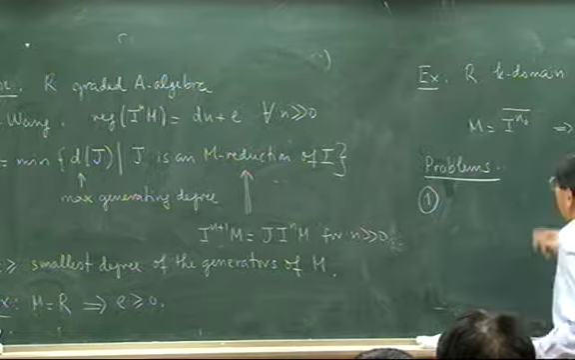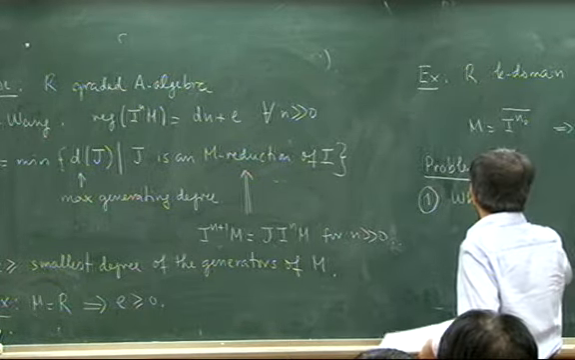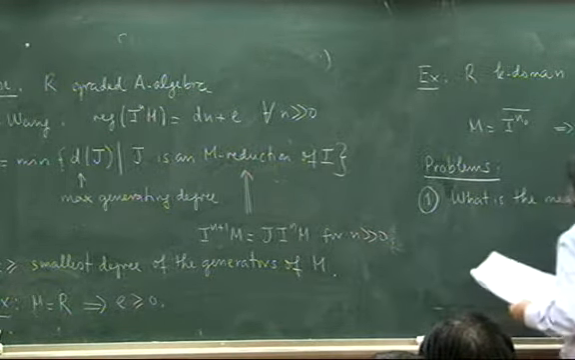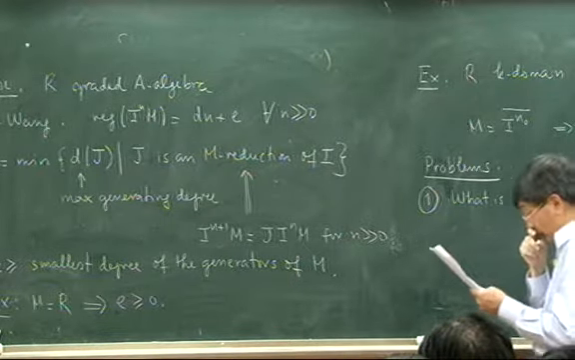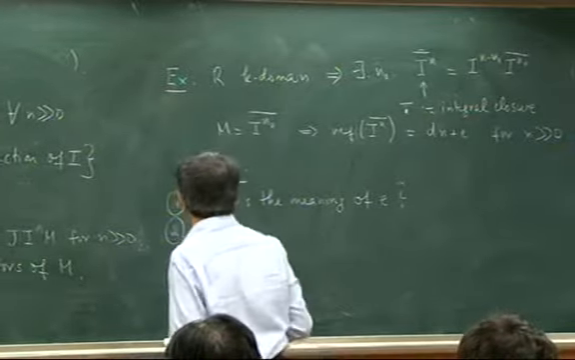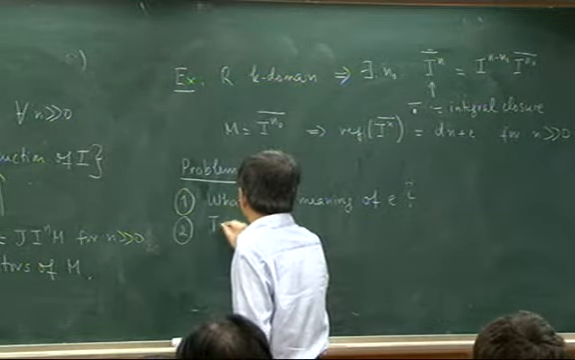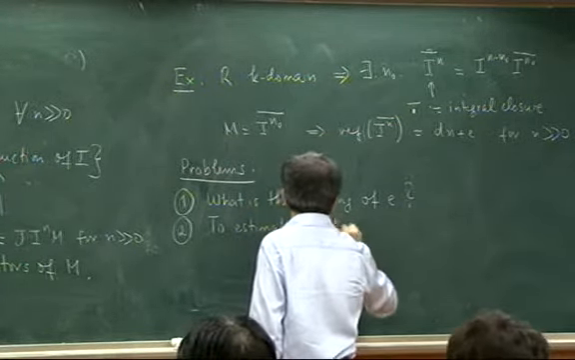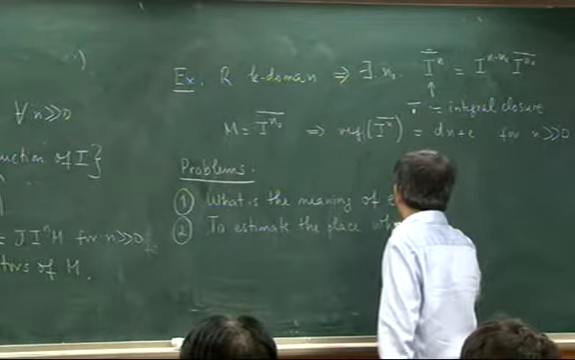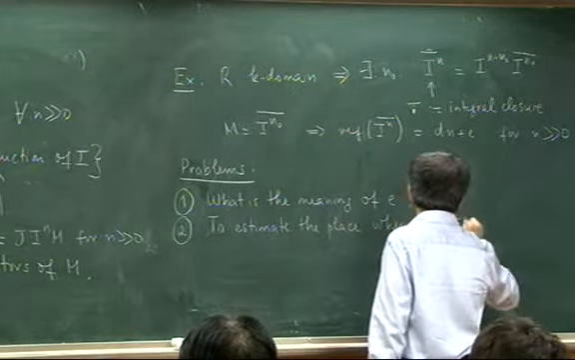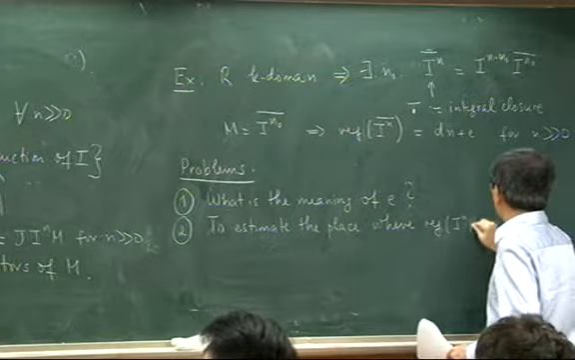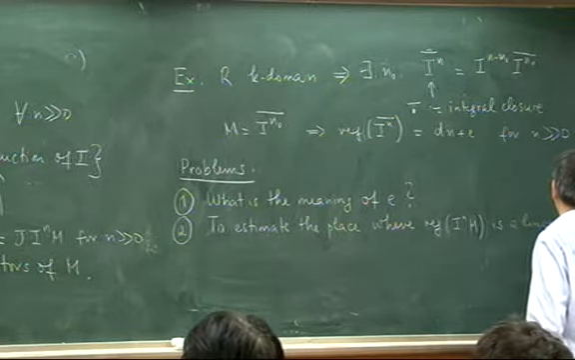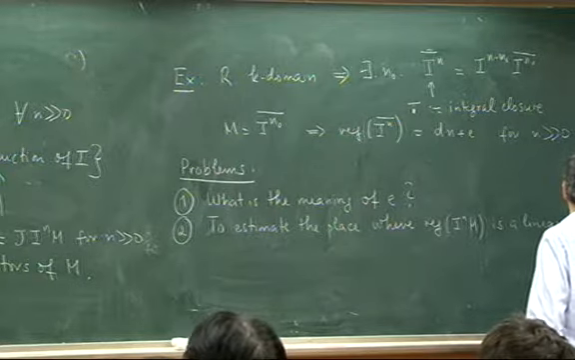So what is the meaning? The first problem is: what is the meaning of e? And the second one is, we have to estimate the place where the regularity of I^n, maybe better I^m, is a linear function.